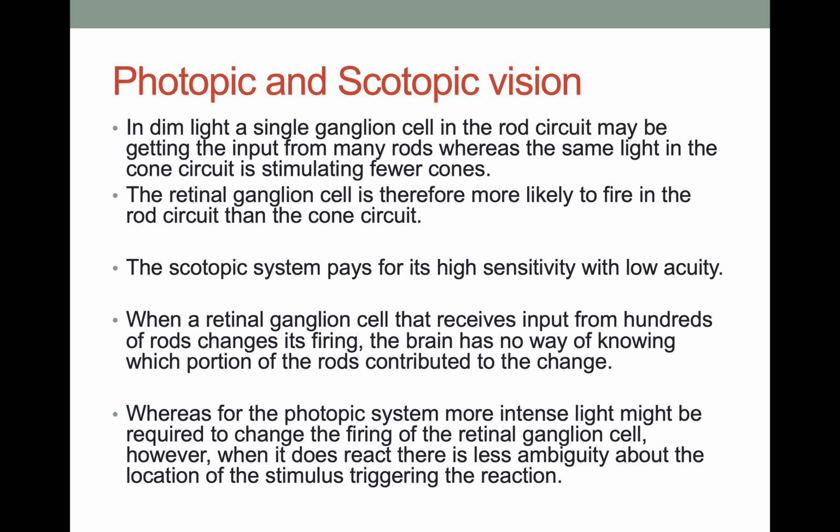When a retinal ganglion cell that receives input from hundreds of rods changes its firing, the brain has no way of knowing which portion of the rods contributed to the change, whereas for the photopic system, more intense light might be required to change the firing of the retinal ganglion cell. However, when it does react, there is less ambiguity about the location of the stimulus triggering the reaction.